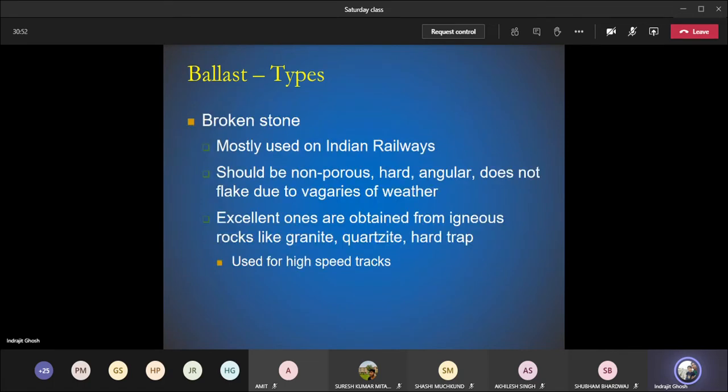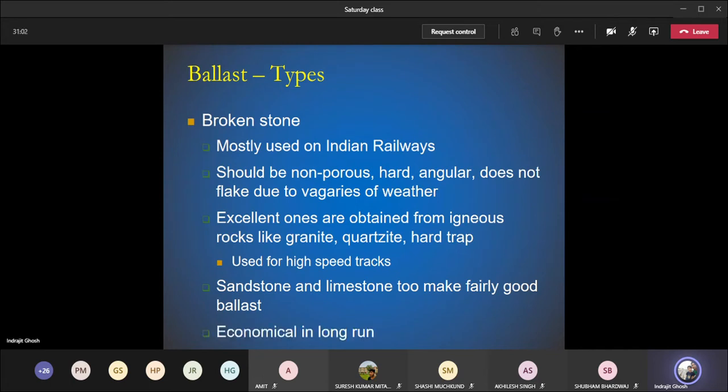Yes, sir. So the first material that we saw was the broken stone. We saw yesterday that the best stones, the ones we normally see across India, are those obtained from igneous rock, like granite, quartzite, and something known as hard trap. Igneous rocks are very good for high speed track.